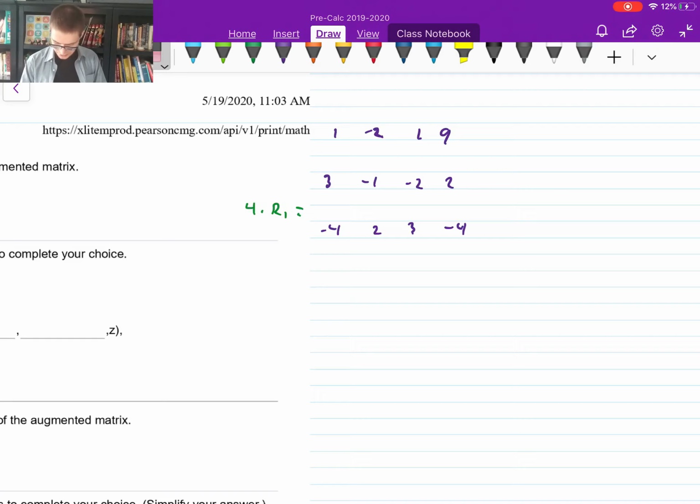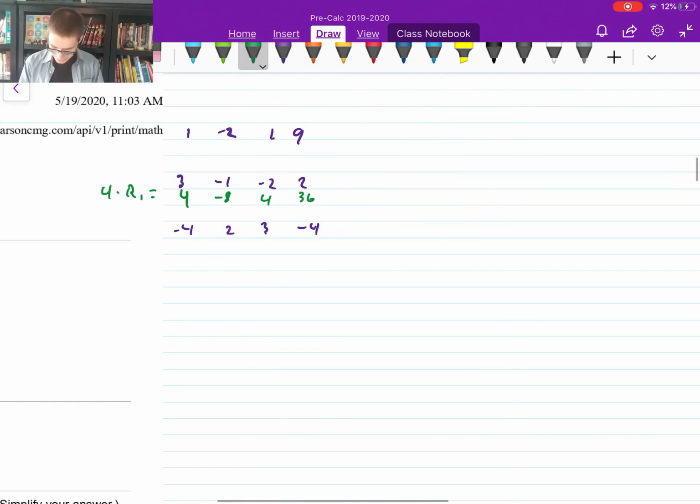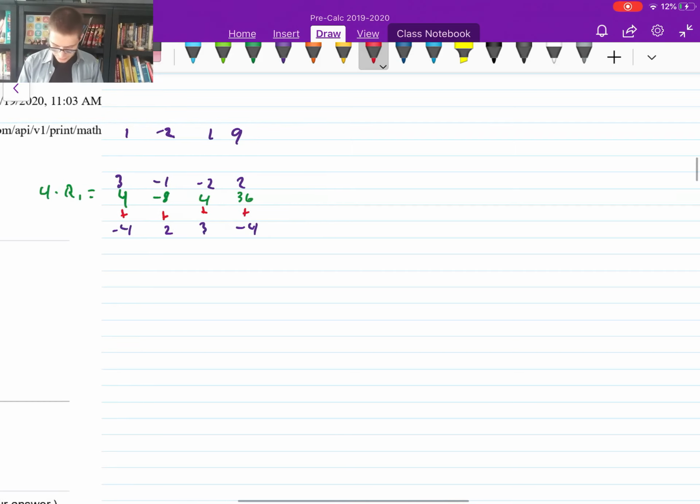Actually, I'll put that right above it. 4 times row 1, and then we can add that in. So 4 times row 1 is 4, -8, 4, and 36. Then from here, we add them together and put that answer in the bottom row. So 4 plus -4 is 0, -8 plus 2 is -6, 4 plus 3 is 7, 36 plus -4 is 32.